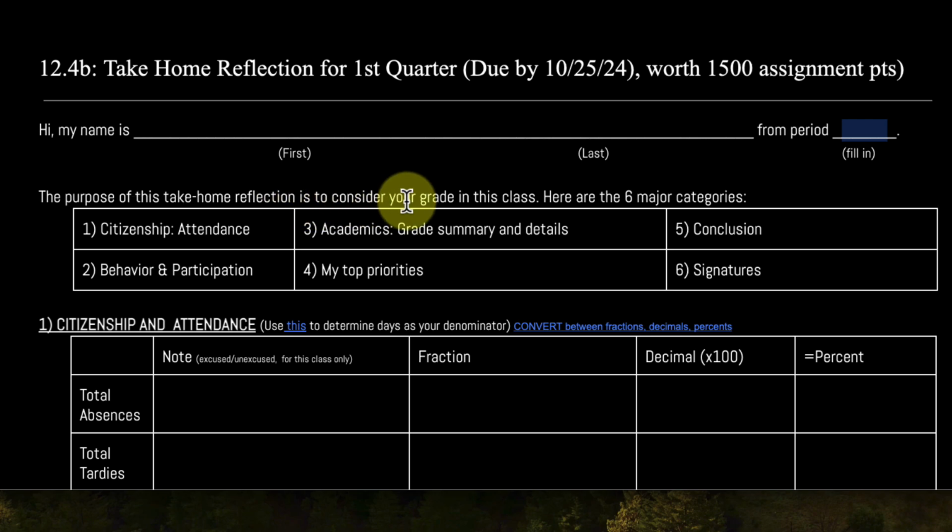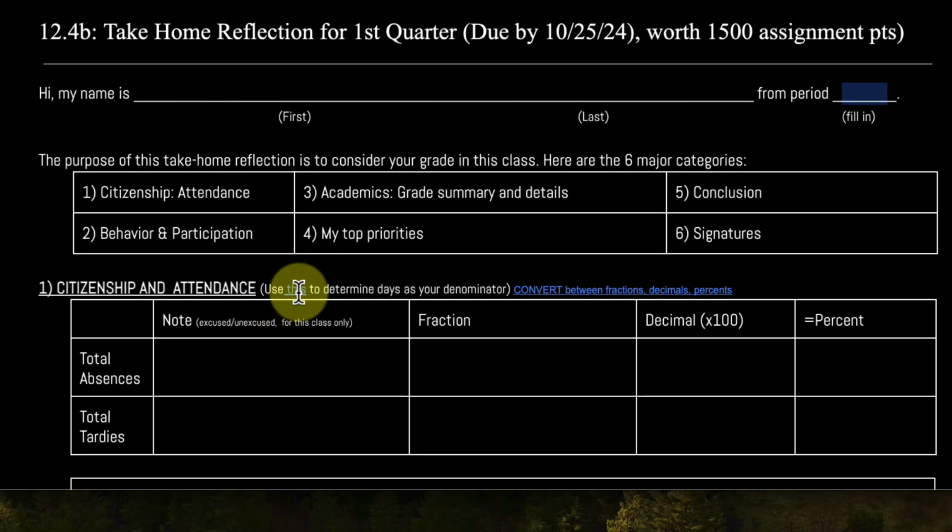The purpose of this take-home reflection is to consider your grade in this class. Here are the 6 major categories: citizenship, attendance, behavior, and participation. Academics, which is your grade summary and details. Your top priorities, conclusions, and signatures. Number 1, citizenship and attendance.